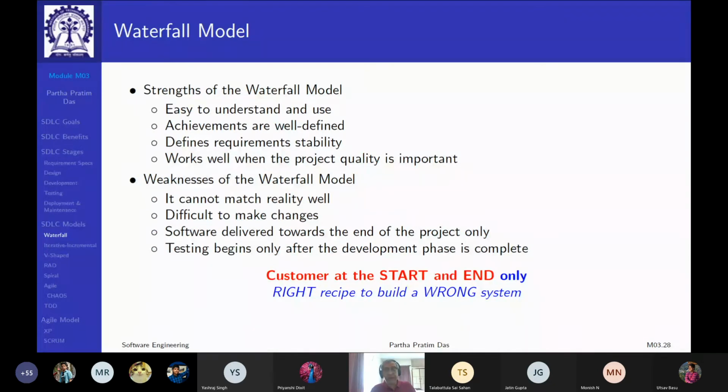And testing can begin only after the development phase is complete. So if you have made mistakes in your analysis, made mistakes in your design, you may be at a disaster site.